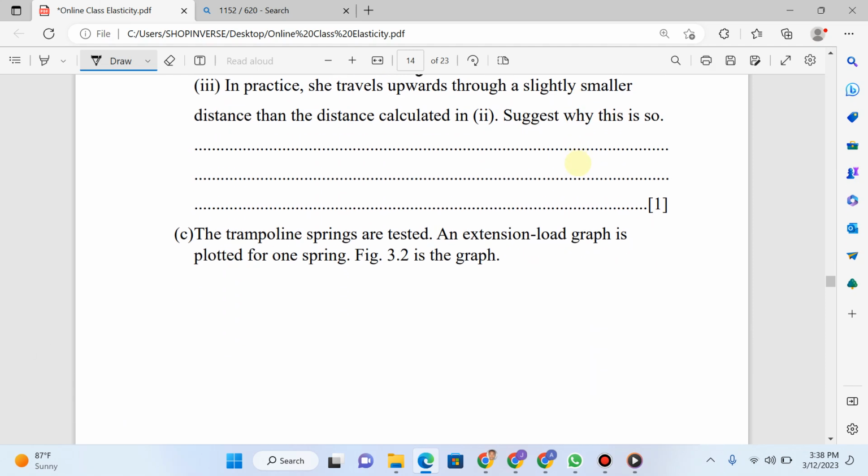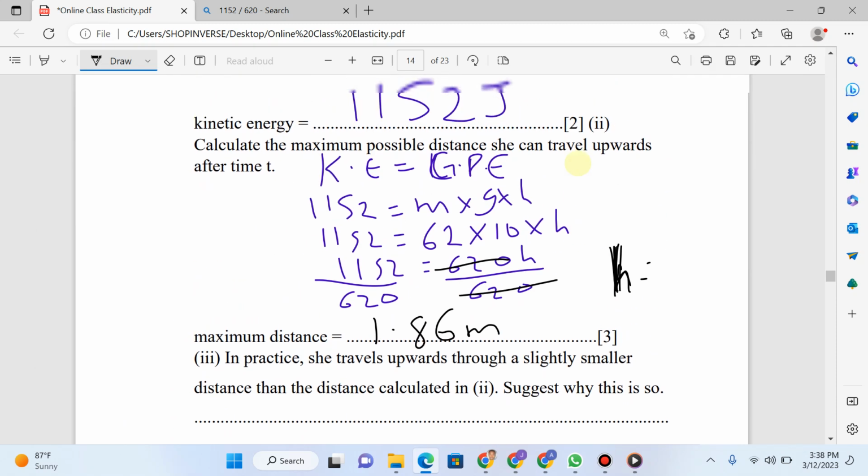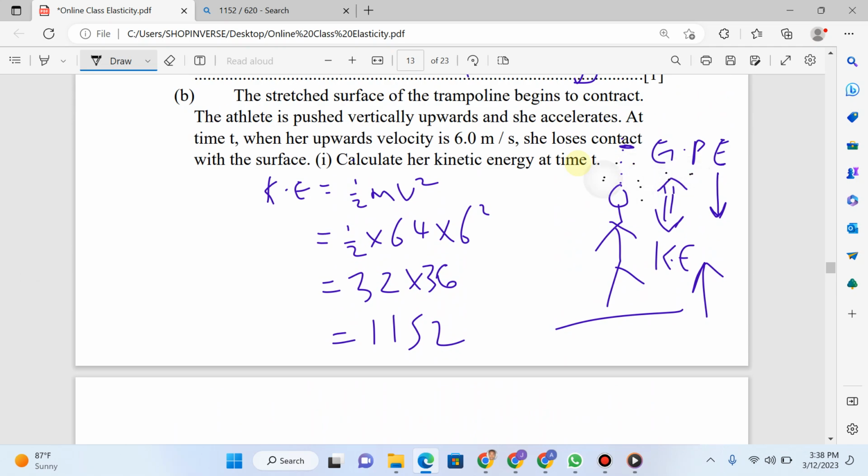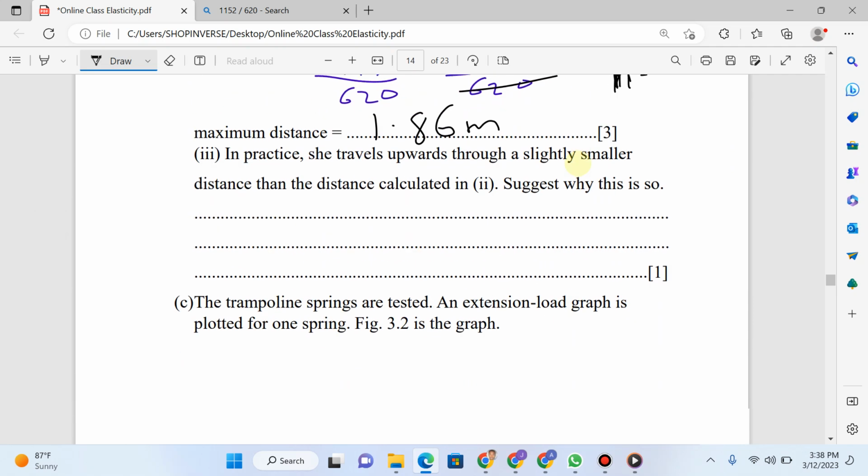In practice, she travels through a slightly smaller distance than the distance calculated in part two. So why is this so? Because when she's going upward, she'll be making contact with air molecules. And those air molecules will do what? They will reduce her energy. Those air molecules will introduce drag, and drag is air resistance. So drag will reduce her energy. Some energy will be used to overcome drag.